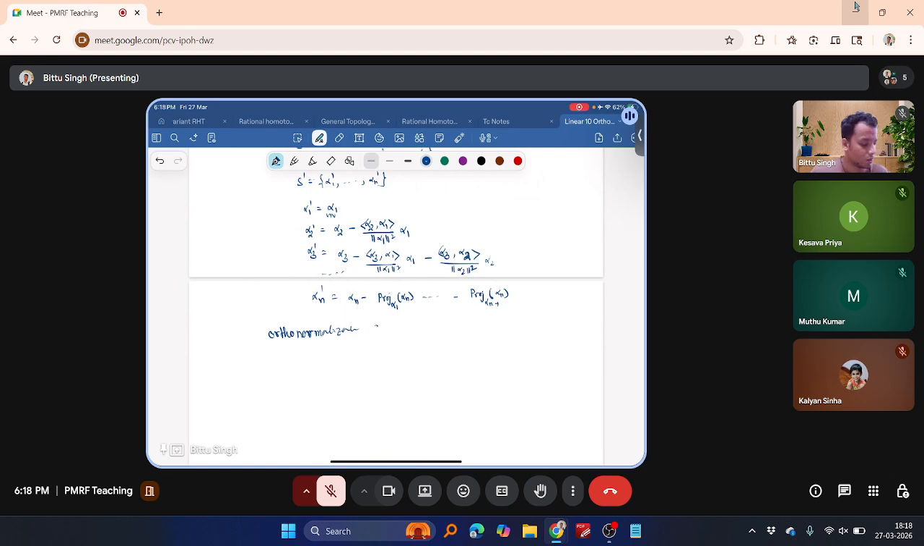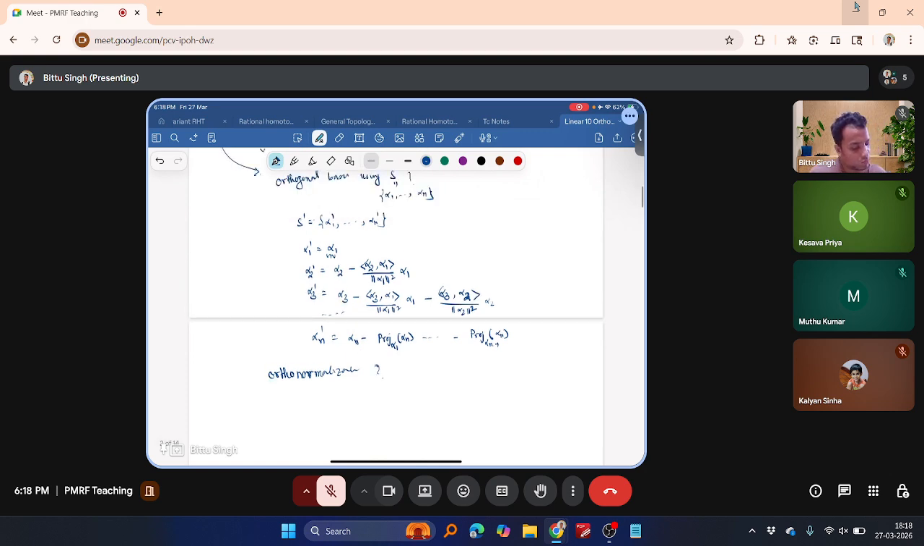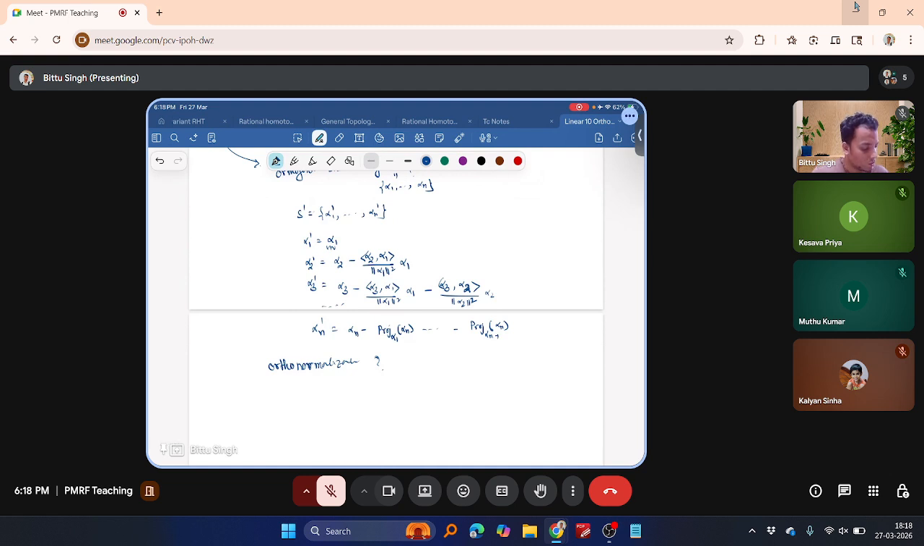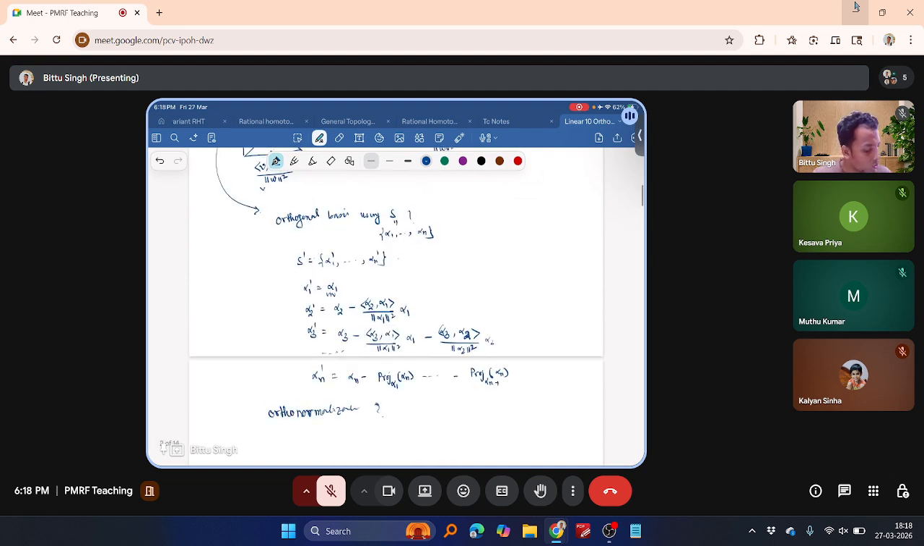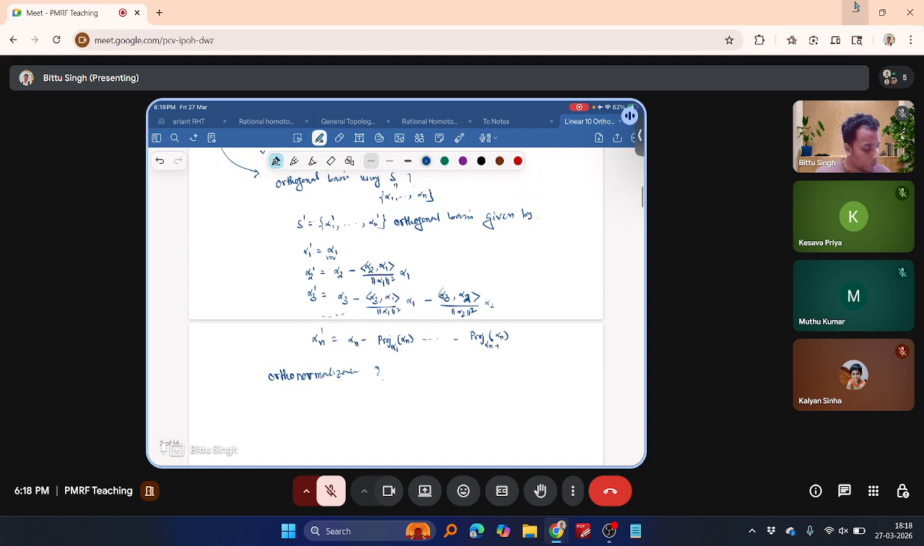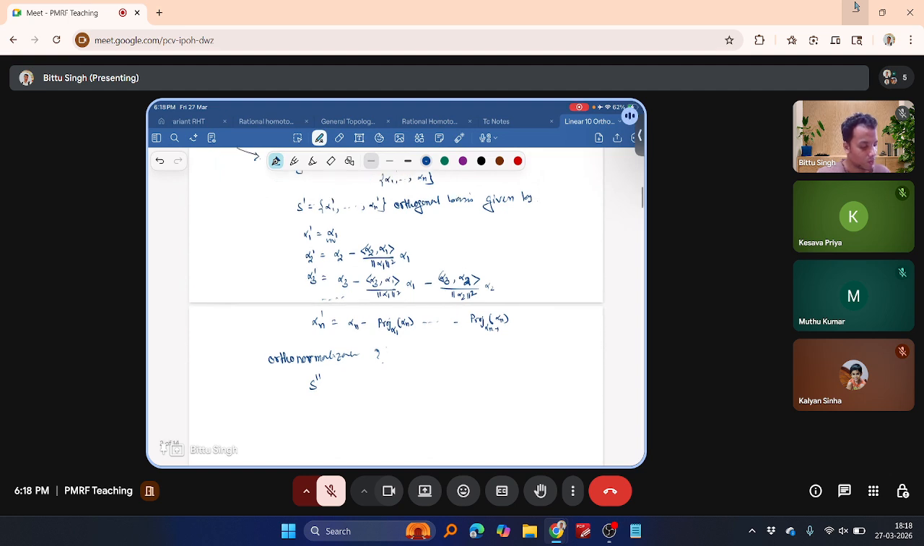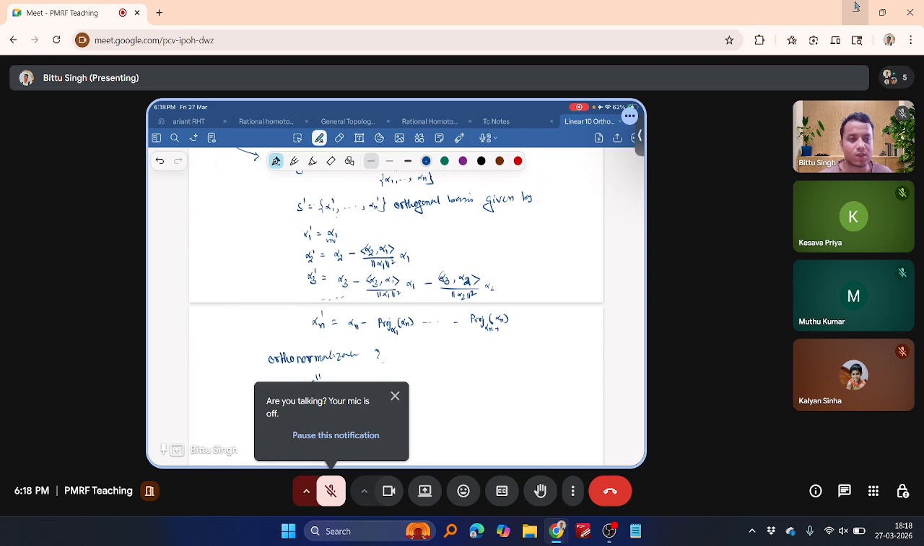The same story, but here I need to work more. So, S dash is now an orthogonal basis given by the following formula. But now we are trying to create an orthonormal basis, so here I need to normalize all those vectors.